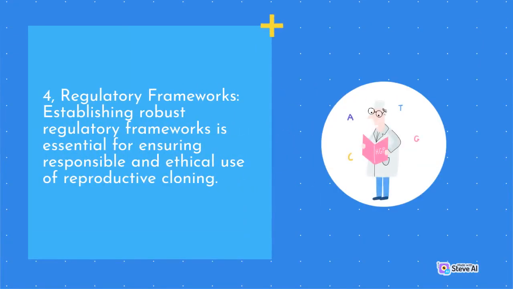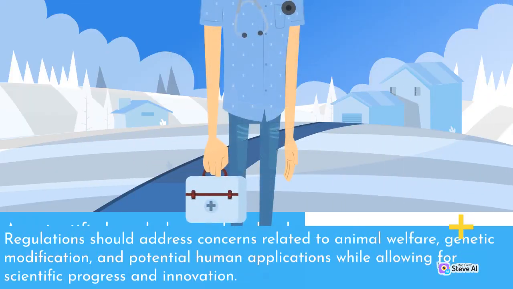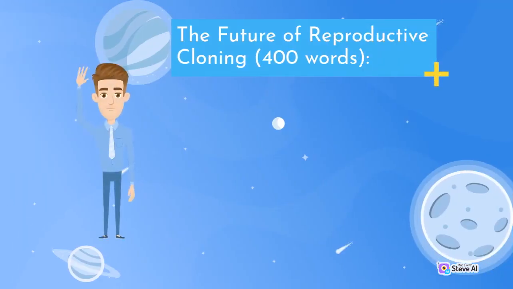4. Regulatory frameworks. Establishing robust regulatory frameworks is essential for ensuring responsible and ethical use of reproductive cloning. Regulations should address concerns related to animal welfare, genetic modification, and potential human applications while allowing for scientific progress and innovation. The future of reproductive cloning, 400 words.